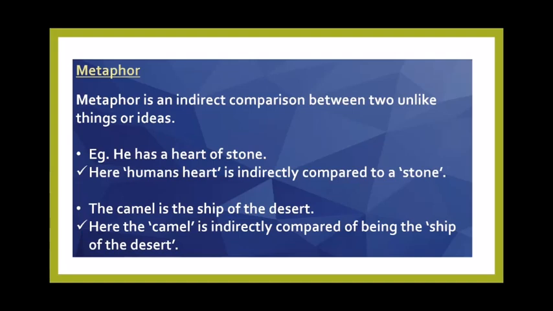In the second example, the camel is the ship of the desert. Here, the camel is indirectly compared to being the ship of the desert. What is a ship of the desert? It means transportation. So, the camel is being indirectly compared to be the ship of the desert. So, that is why it is a metaphor, because in both the sentences, the things are indirectly compared.